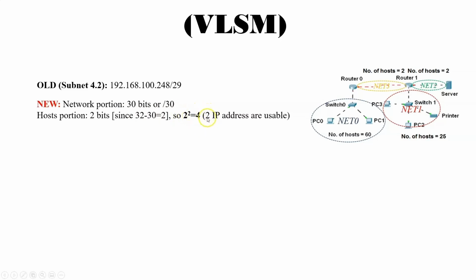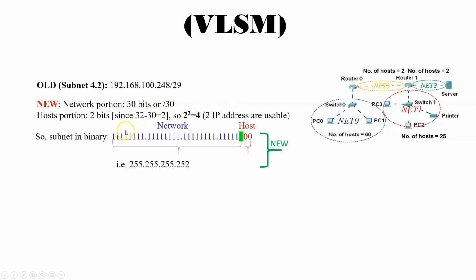So if there are 4 possible IP addresses, then there are 2 usable IP addresses, because 2 to the power 2 minus 2 gives the number of usable IP addresses. So 2 usable IP addresses. Looks like we are hitting what we need. So let's subnet with /30. So if we subnet with /30, it means that the first 30 bits is for the network.